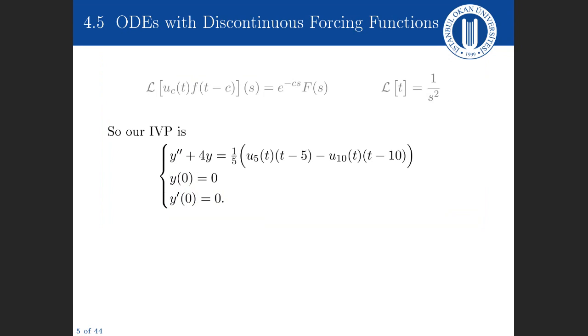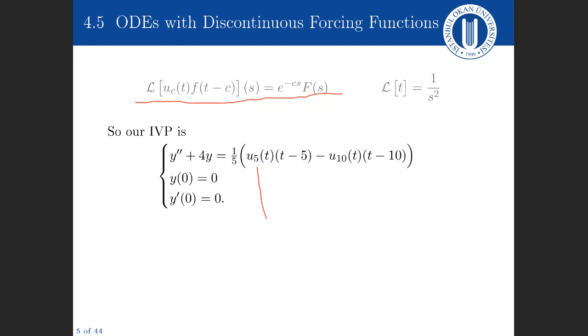So our initial value problem is y'' + 4y equal to this function with the initial conditions 0 and 0. And let me remind you of two formulae from previously. We have the shifting formula, which tells us that the Laplace transform of the unit step function u_c multiplied by f at t minus c is e to the power minus cs times capital F of s. And that's what we have here.